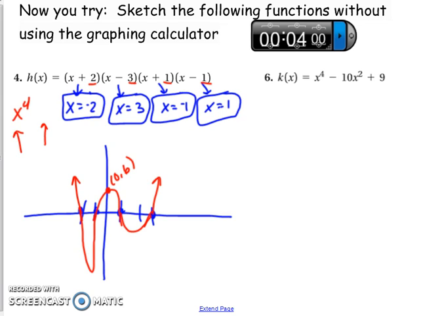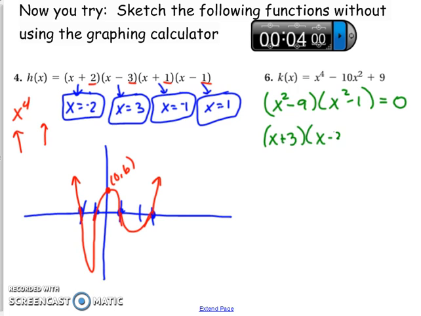All right, for the next question, it's not factored for us. So all the ones we've done so far have been factored for us. So we have to factor this. It's treated like a quadratic, so multiplies to 9 and adds to -10. So I can use my shortcut, and I'm going to have -9 and -1, and I set it to 0. Each of these can be broken down further with difference of squares. So x plus 3, x minus 3, x plus 1, x minus 1.